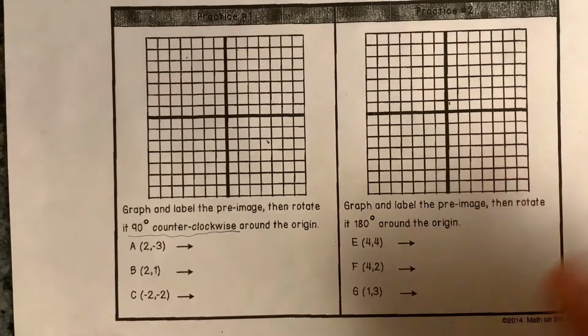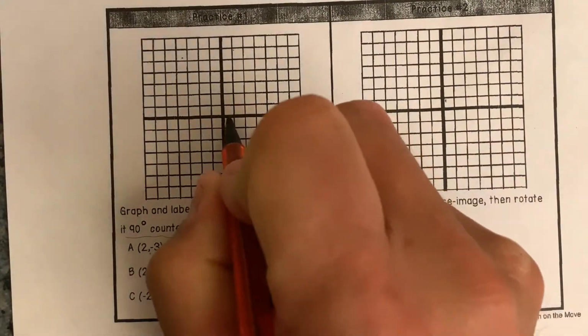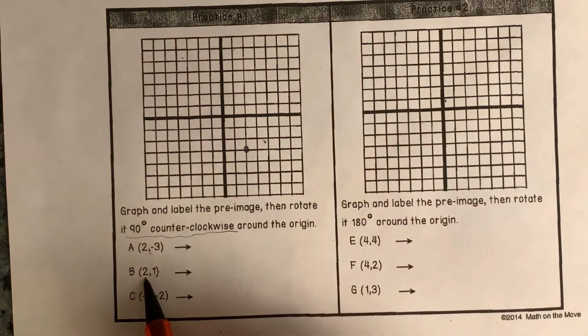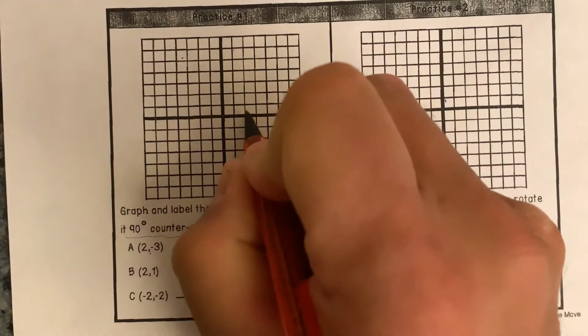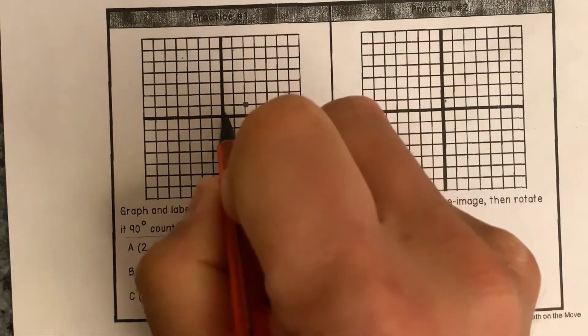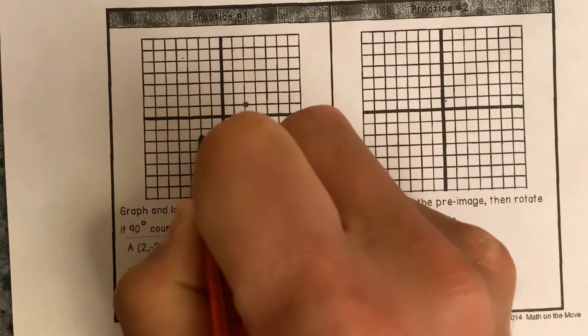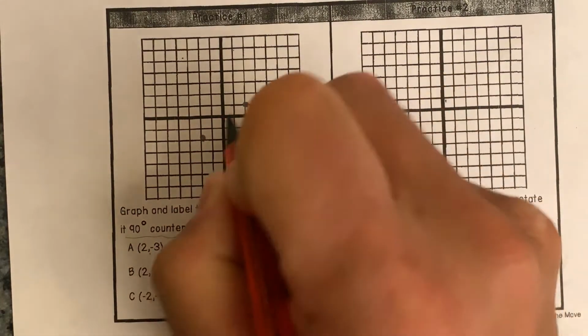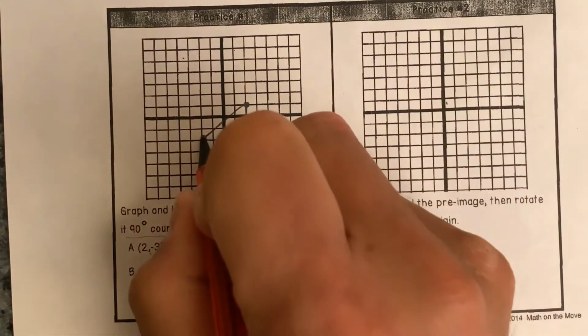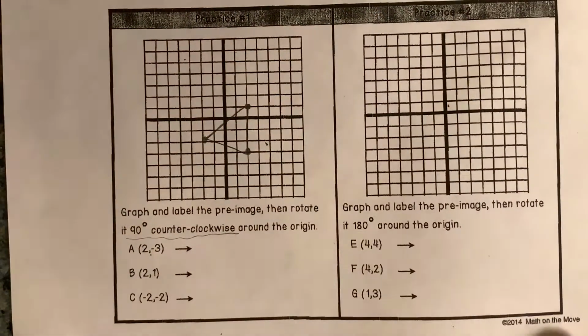All right, let's try this next one. This one is 2, -3, so 2, -3. This is the pre-image I'm graphing. 2, 1. And then -2, -2. So it's like this. Much bigger than the other graphs. I really like these better because you're able to see them more. The others are so small. Look how little that is.